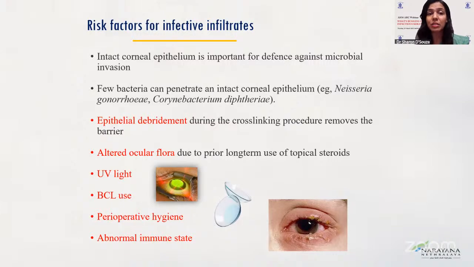There are very few bacteria that penetrate an intact corneal epithelium, and here we are debriding the epithelium during the cross-linking procedure, so it removes that barrier. In addition, because of the UV light and the use of steroids in some cases, there can be an altered ocular flora. In addition, some or many of these patients would have a lot of allergy, which has been treated with various drops that could have altered the ocular flora.